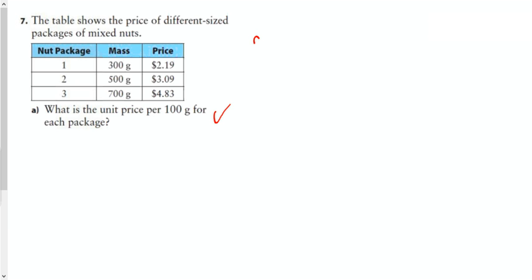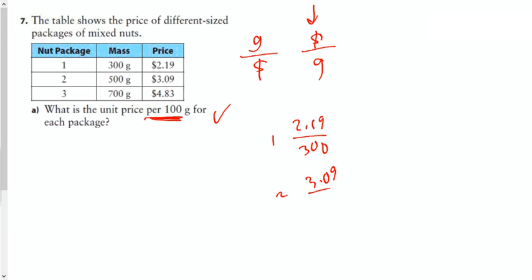So the question is, do I want to know grams per dollar or dollars per mass unit? And since this question says right here per 100 grams, that means that I want my grams to be my second term because I want to know how much it is for 100 grams. So I'm going to set it up three times. I'm going to put 219 for 300. For the second, I'm going to put 309 for 500. Package three, I'm going to put 483 for 700.